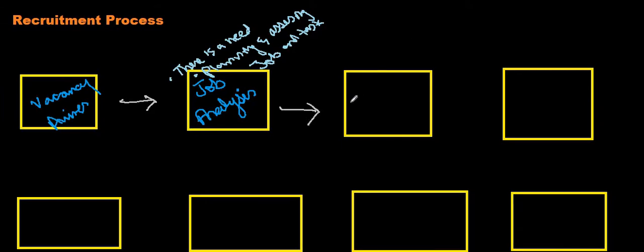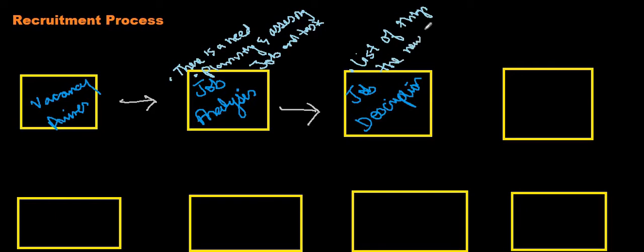job description. Let's plan the job. Let's list down everything the employee would be doing. List of things the new employee would do on daily basis. So that's job description, that is what they need to do. And then we talk about job specification.